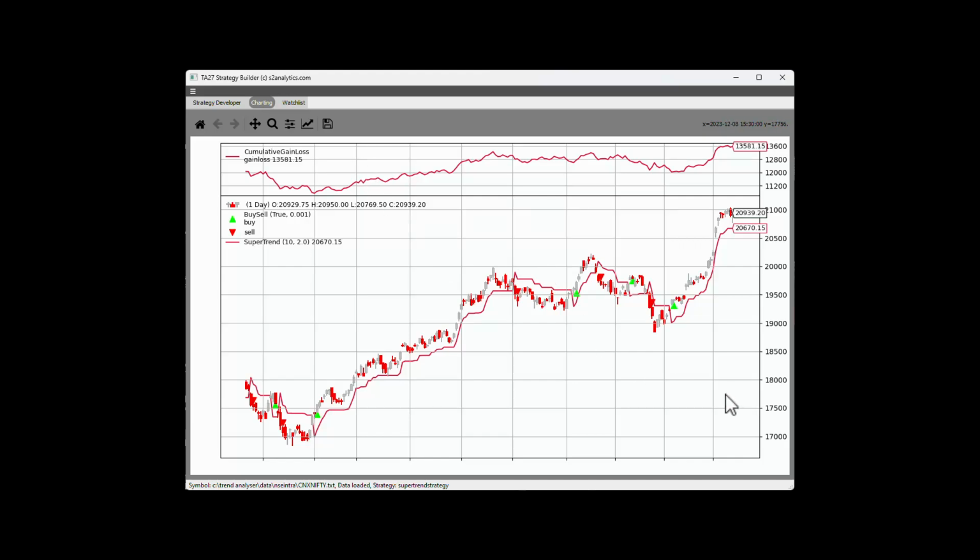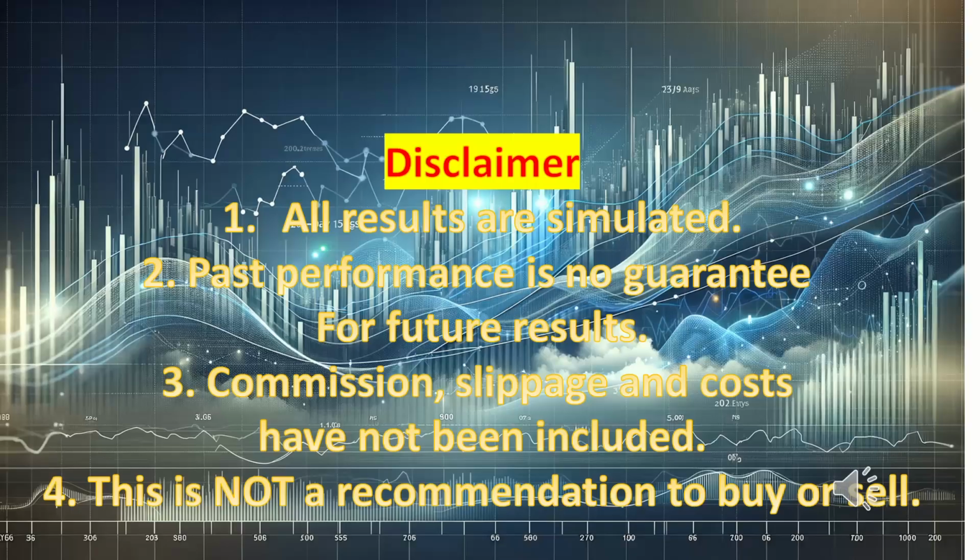Let's now go to the next part, summary and disclaimer. First, a disclaimer. All results are simulated. Past performance is no guarantee for future results. Commission, slippage, and costs have not been included, and this is not a recommendation to buy or sell anything.